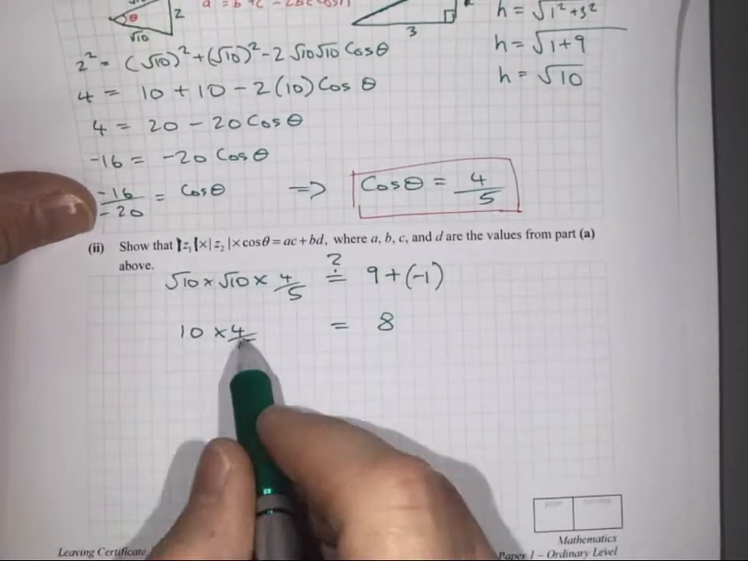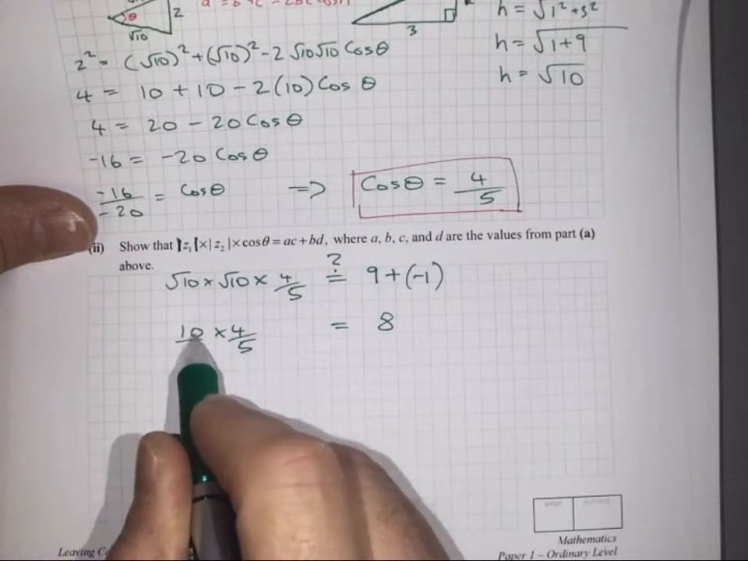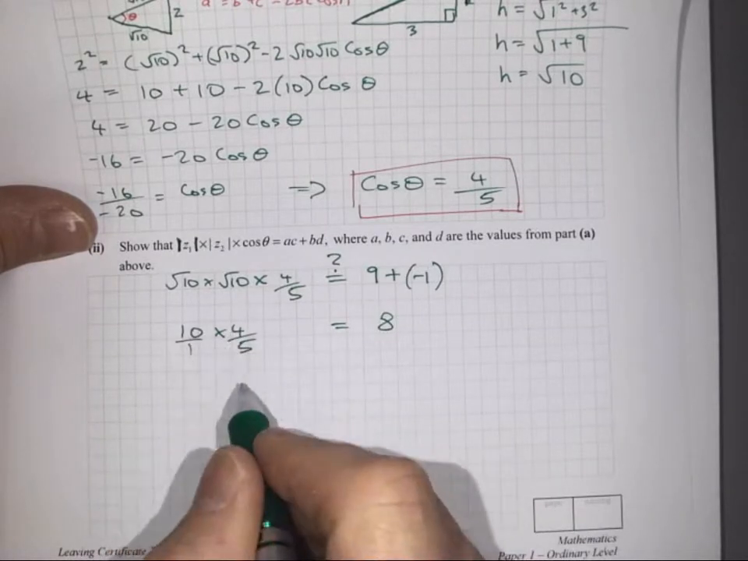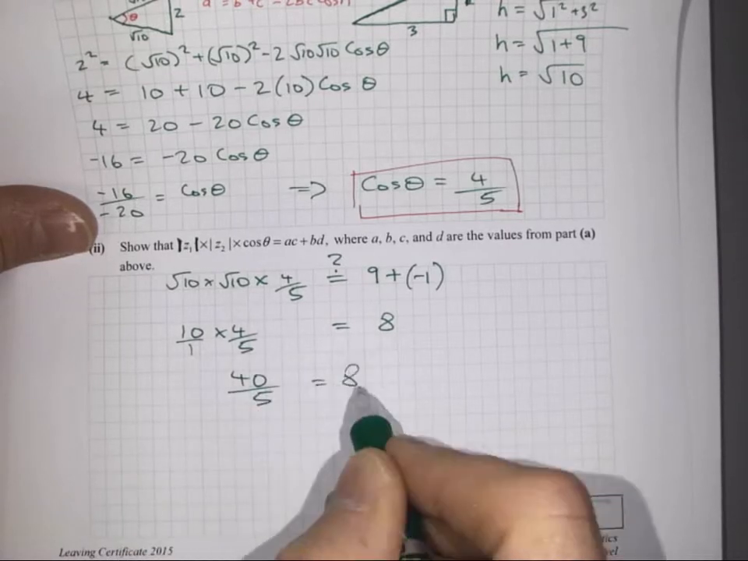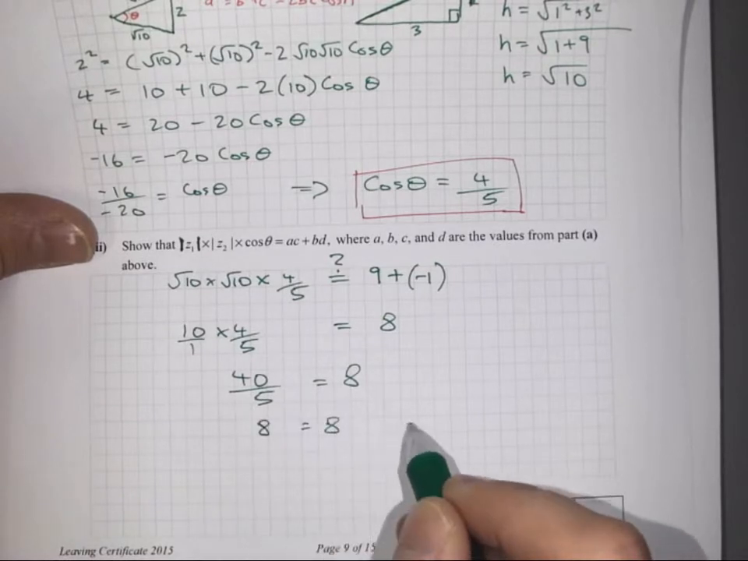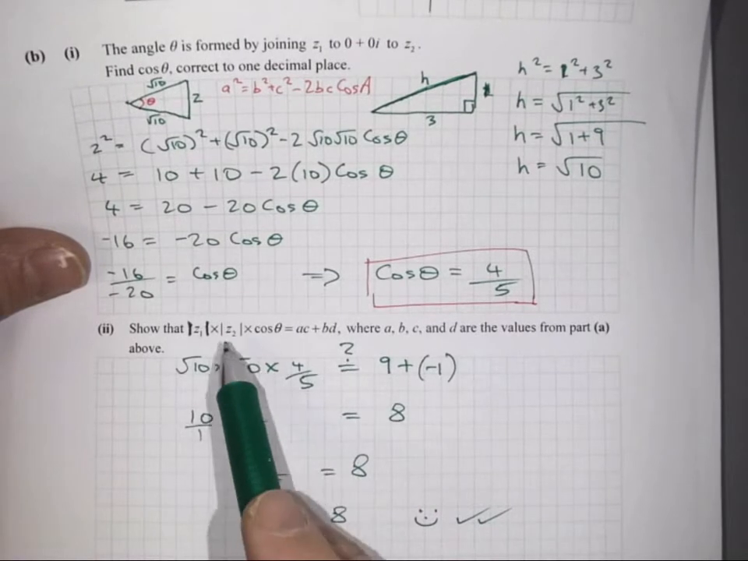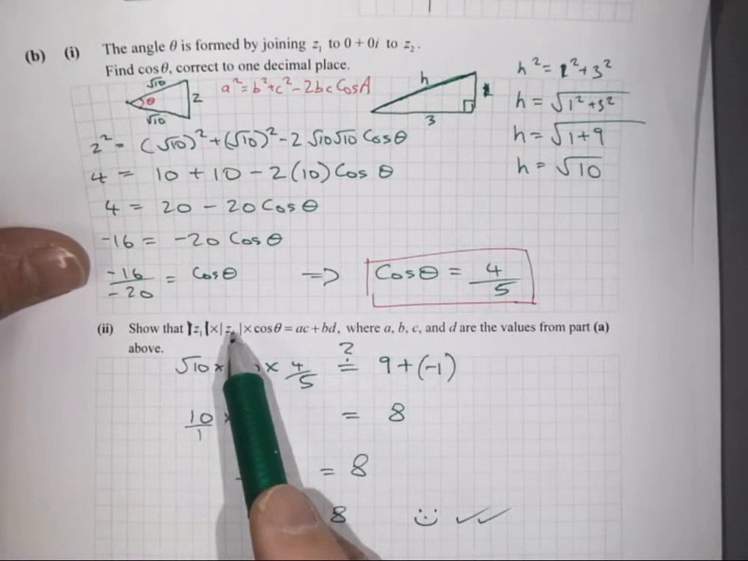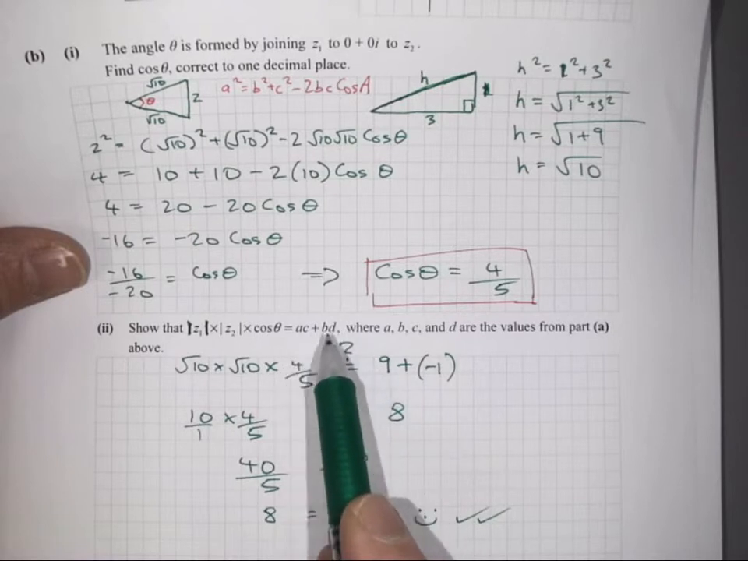Okay, and that's like multiplying. You can bang it into the calculator, or you can turn that into a fraction. Multiply the tops. 10 fours are 40, and 1 times 5 is 5. And 40 divided by 5 is 8. So we're happy. And we've shown that the modulus of this multiplied by the modulus of the other number times cos theta equals this on the right hand side.